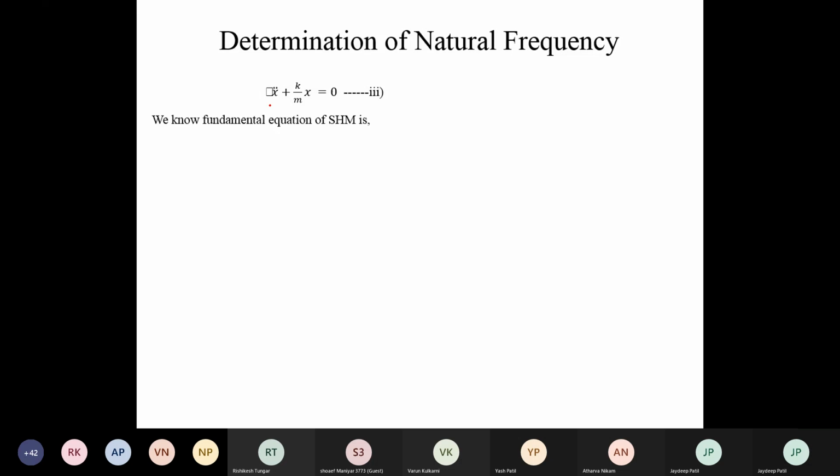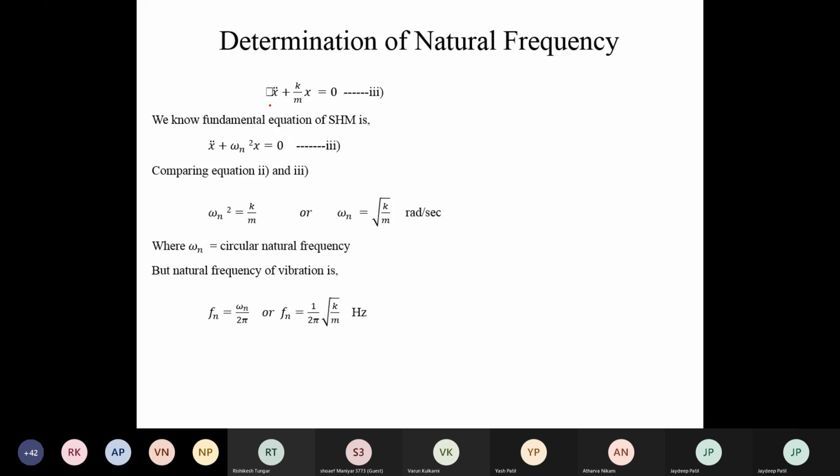We know the fundamental equation of simple harmonic motion: x double dot plus omega n square x is equal to 0. So omega n will be under root of k by m, same as the previous. The frequency will be 1/2 pi under root of k by m, and the time period will be the inverse of frequency, T is equal to 2 pi under root of m by k. Okay, do all of you understand? Yes, sir.